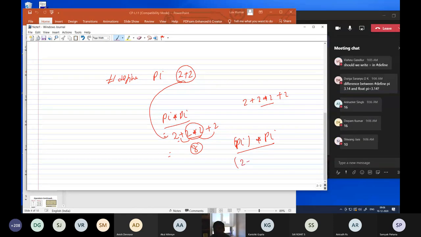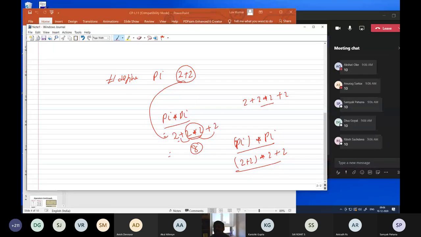Enter. How do you write the expression? 2 plus 2 into 2 plus 2. Can you tell me what is the value we'll get? 2 plus 2, 4. 4 into 2, 8. 8 plus 2, 10 is the right answer. 16 is not the right answer. Blindly never you will give the value.